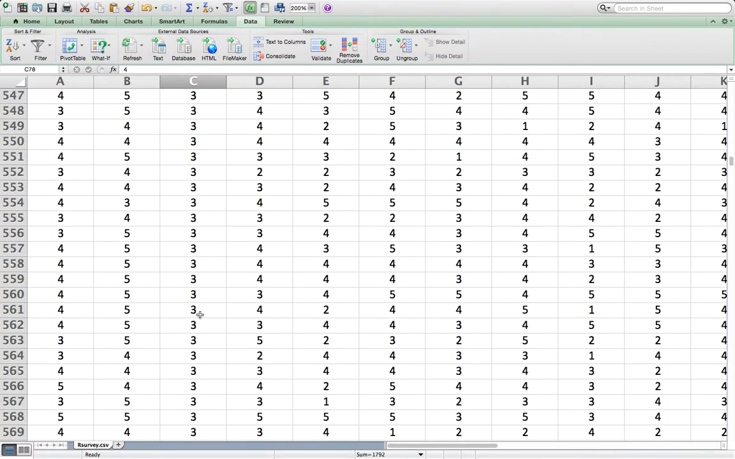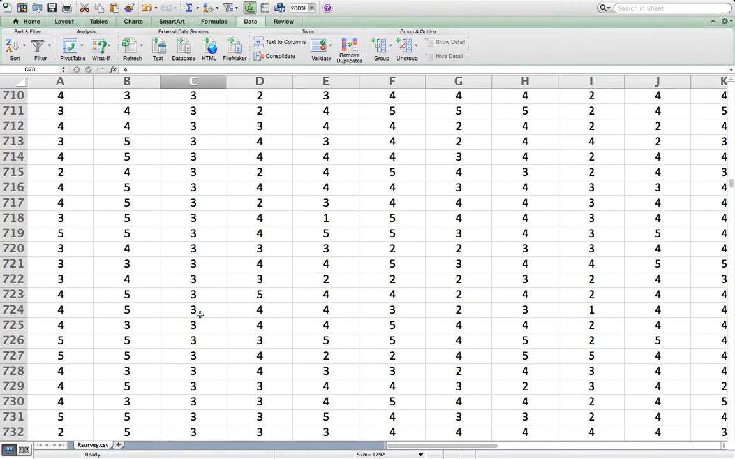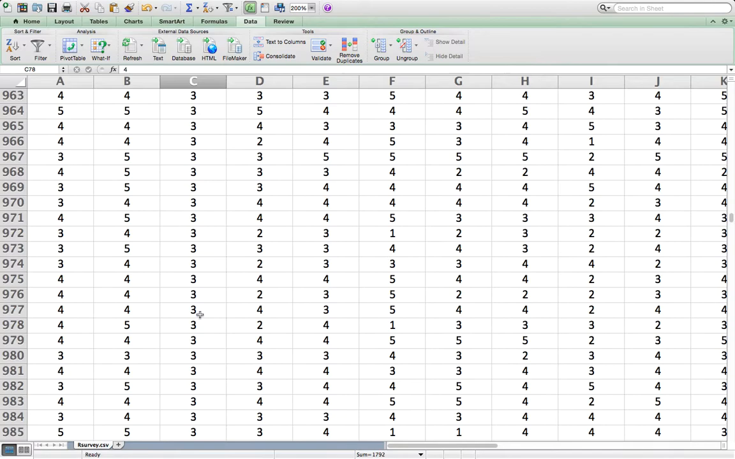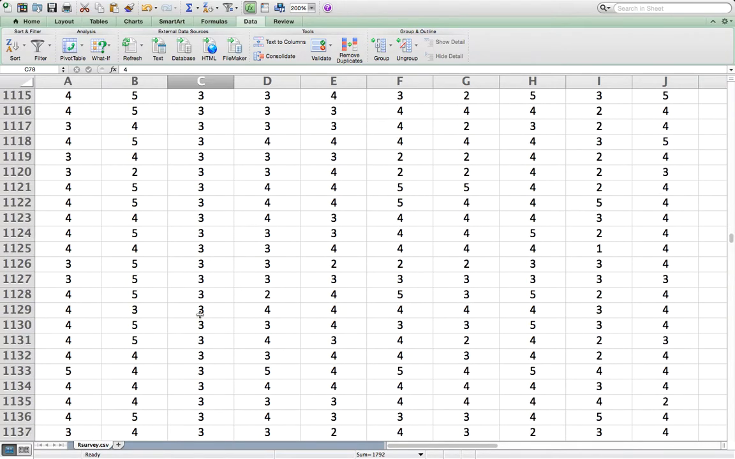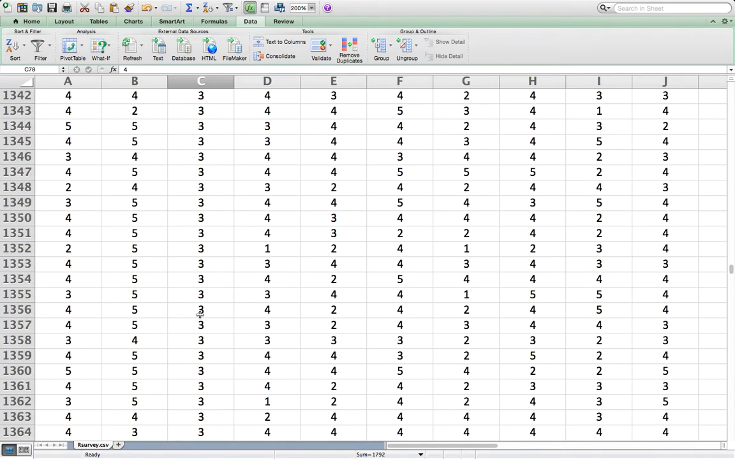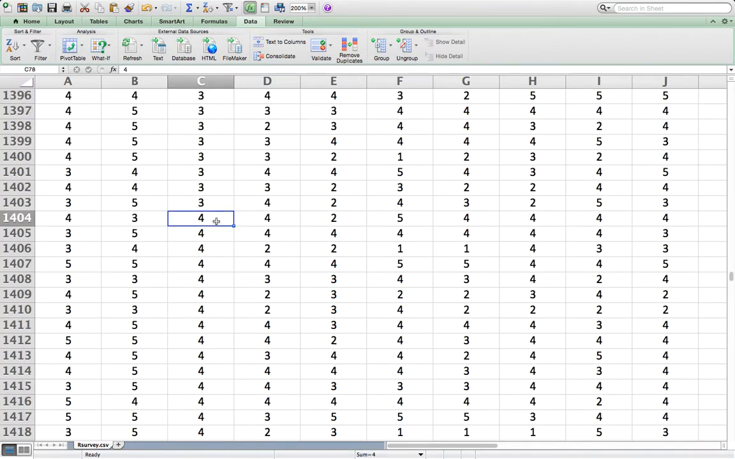Alright, so hopefully there's a lot of threes. Oh, there are a lot of threes. Good. Cool, cool, cool. Keep going, threes. Awesome. Okay, here we go. So these fours need to be recoded as twos. And again, I hope this is clear why this is going on.